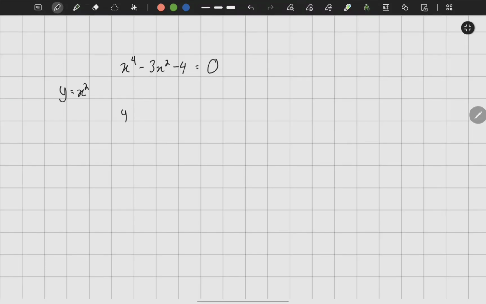So if I use the substitution, I get y squared minus 3y minus 4 equals 0. Then y minus 4 and y plus 1, because you need to add to make minus 3 and multiply to make minus 4. So then our solutions would be y minus 4 equals 0, so y equals 4. And then we have y plus 1 equals 0, so y equals minus 1. There we go.